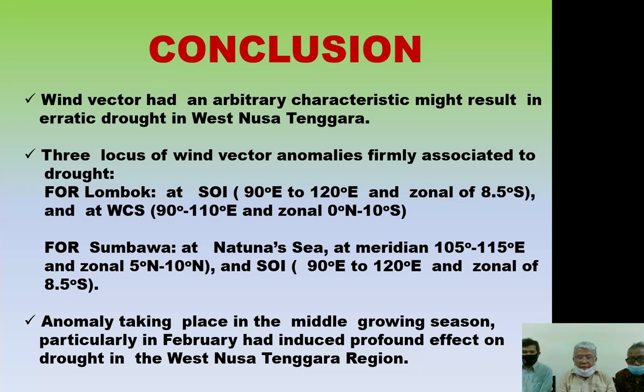For Sumbawa, at Natuna Sea, at meridian between 105 and 115 east and zonal 5 degrees north and 10 degrees north, and South Indian Ocean 90 degrees east to 120 degrees east and the zonal of 8.5 degrees south. Anomaly taking place in the middle growing season, particularly in February, had induced profound effect on drought in the West Nusa Tenggara region.